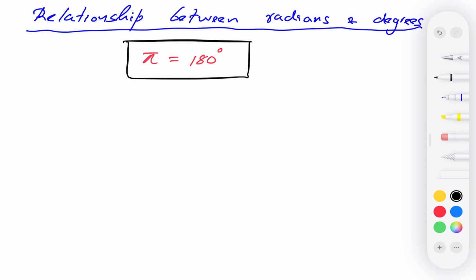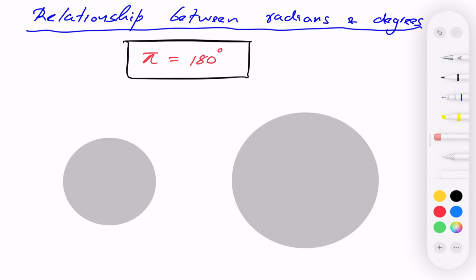First, I'm going to need two circles. All right, so here are my two circles. Let me assume that the center for the small circle is somewhere here and the center for the large circle is somewhere here. Of course, those two circles have different diameters. Let me show the diameters as well.